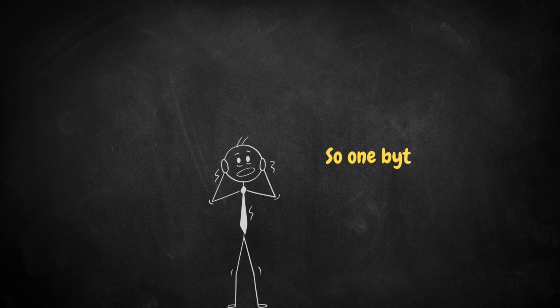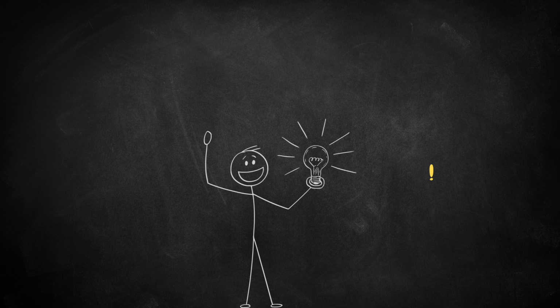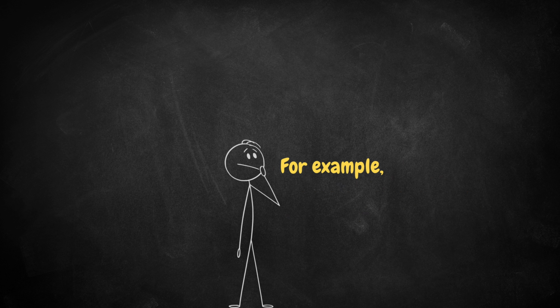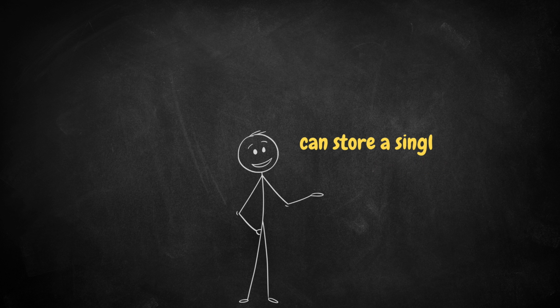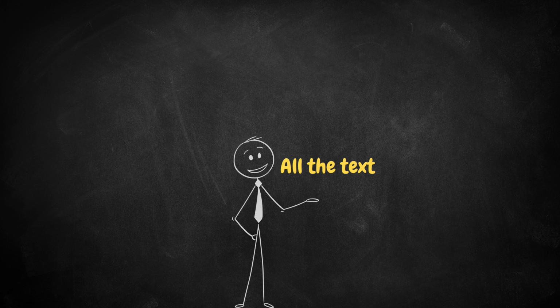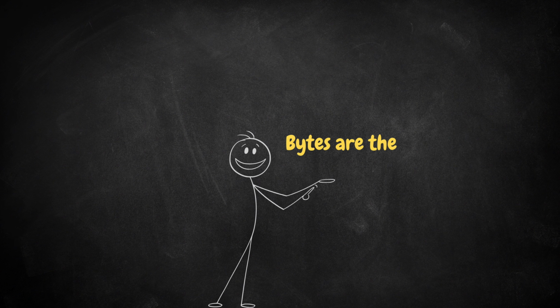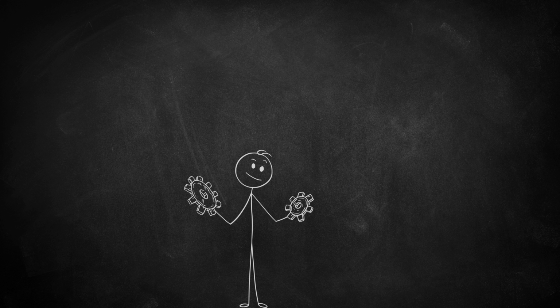Whoa! So one byte can represent 256 different combinations of zeros and ones? Exactly. That's super useful. For example, 1 byte can store a single letter like A or Z. So all the text, emojis, and even colors we see on screen start with bytes? Yep, bytes are the building blocks of everything. And once we understand them, we can scale up to kilobytes, megabytes, and beyond.